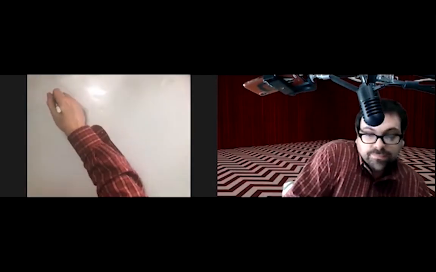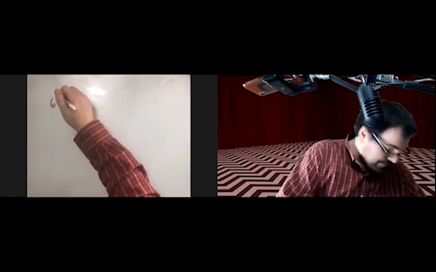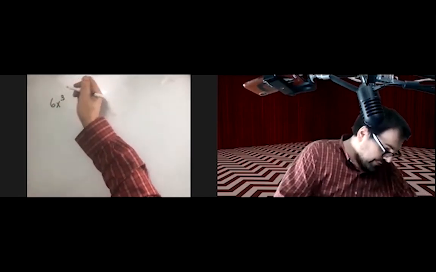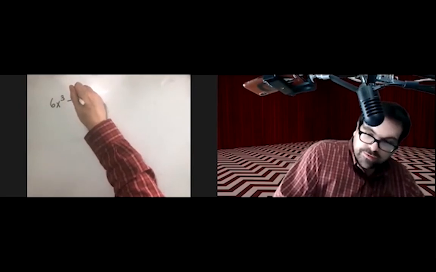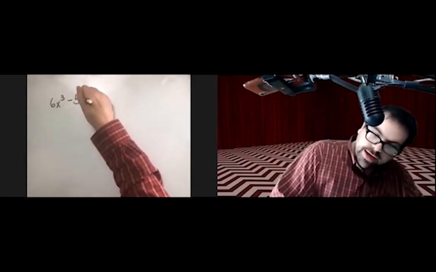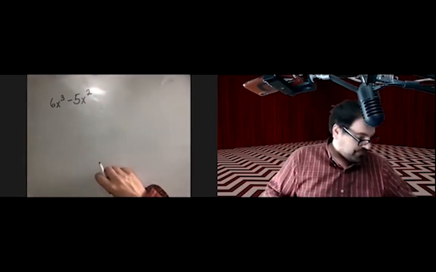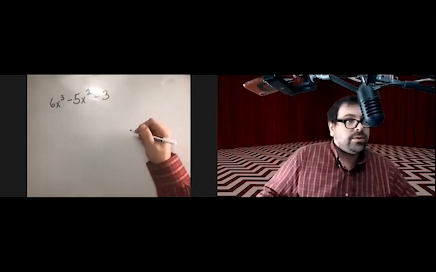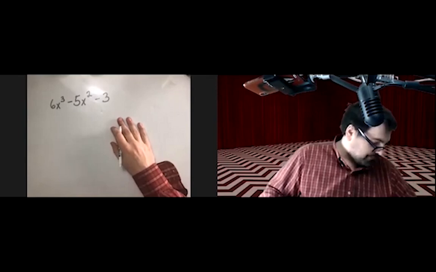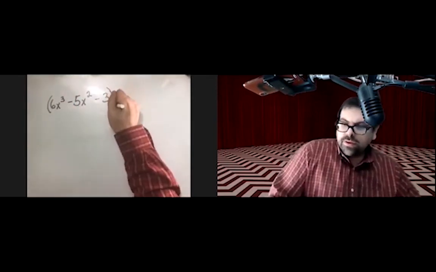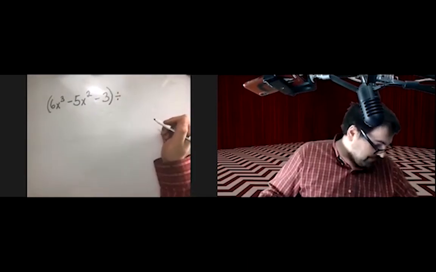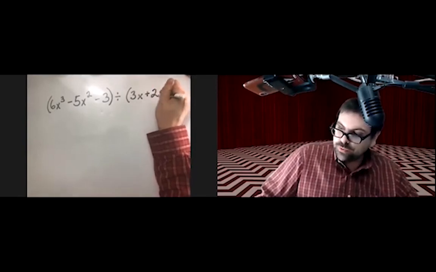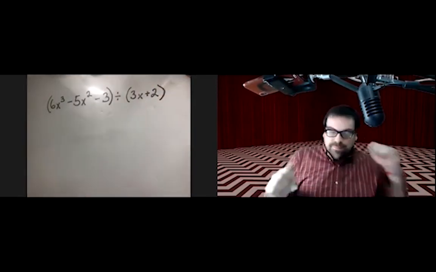Let's take a look at 6x cubed minus 5x squared minus 3, that divided by 3x plus 2. So now a word of warning when we set these up.